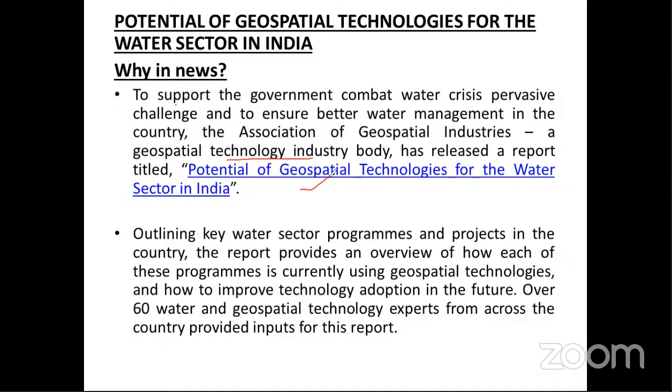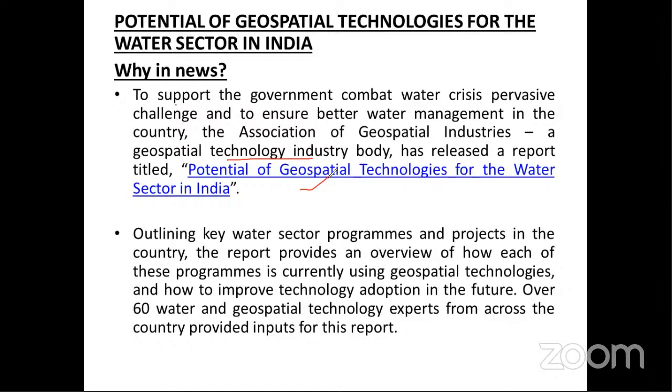Now, this is very clear that this is the name of the report, and this report actually gives some suggestions. This report will give some information to the Government of India on how the government can combat the water crisis, and how the government should make policies for better water management in our country. And this report is published, or we can say released, by the Association of Geospatial Industries.